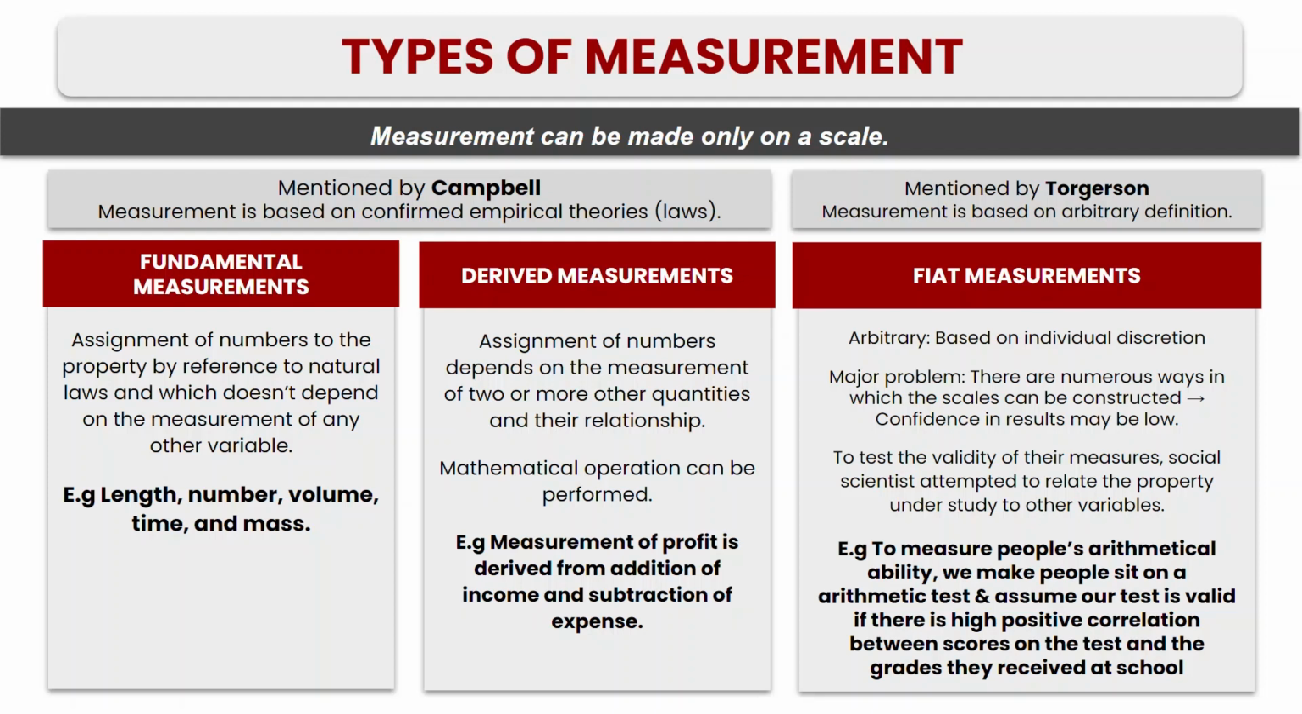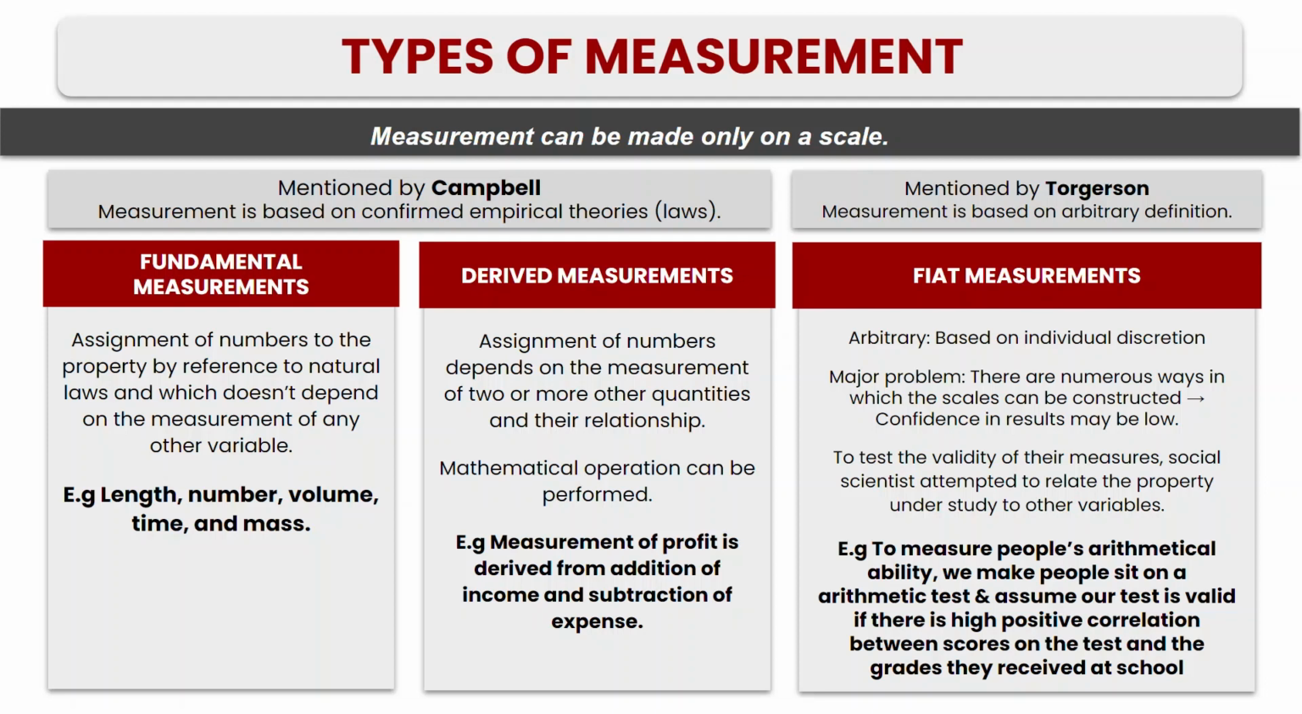The first one is the fundamental measurement. A fundamental measurement is one where numbers can be assigned to the property by reference to natural laws and which doesn't depend on the measurement of any other variable. Length is one of the examples of properties that are fundamentally measurable, as it is referring to natural law, which is the ruler, and it also doesn't depend on the measurement of any other variable. Numbers, volume, time, and mass are a few of the other examples.